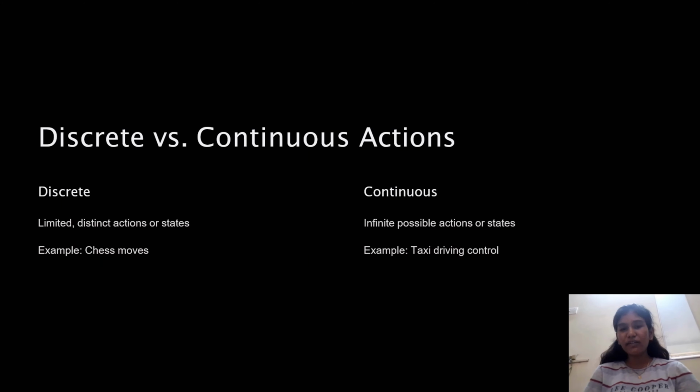Discrete versus continuous environments. A discrete environment has a limited number of clearly defined states or actions, like a digital clock. But a continuous environment includes infinite possibilities, like steering a car, where actions like turning the wheel or braking vary smoothly.